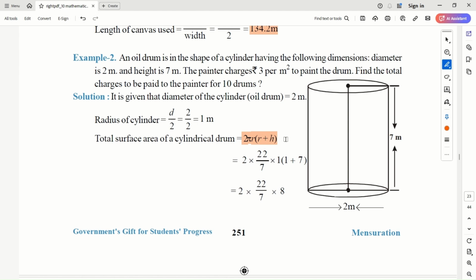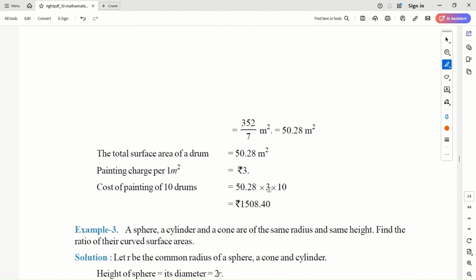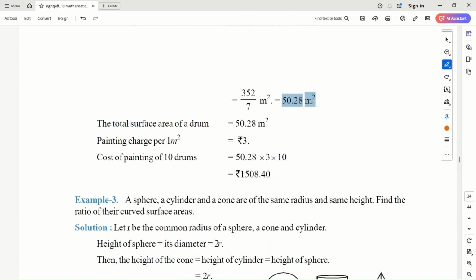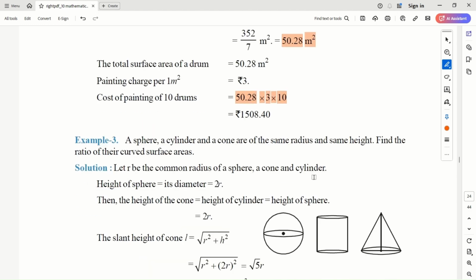So you should know how to derive equations for this chapter. That is more important than solving these problems. Now you substitute values, you will get the answer. It's straightforward. So this is the area required to be painted. Now cost of it is per meter square, it is 3 rupees. So total cost for one drum; 10 drums basically is asked, so this into 10. Which is nothing but 1508 rupees 40 paise.